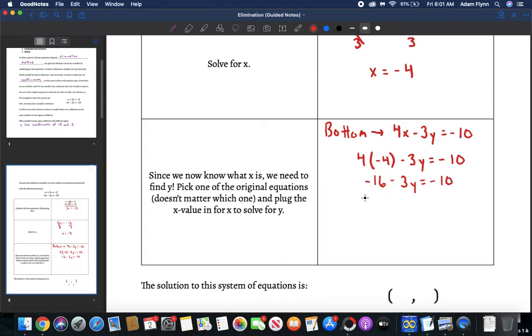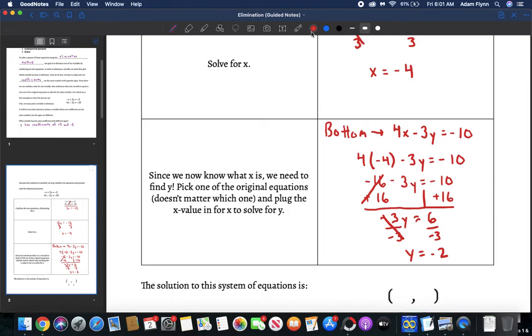I'll now add 16 to both sides. When I do that, the 16s cancel on the left, so I'm left with -3y equals -10 plus 16, which is going to be +6. I'll divide both sides by -3. The -3s will cancel on the left, and I'm left with y equals 6 divided by -3, which is going to be -2.